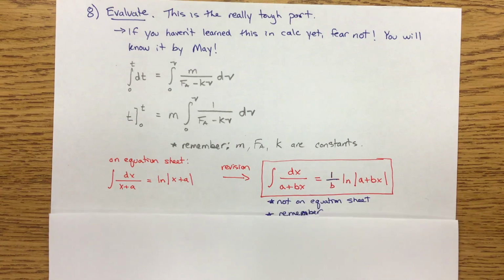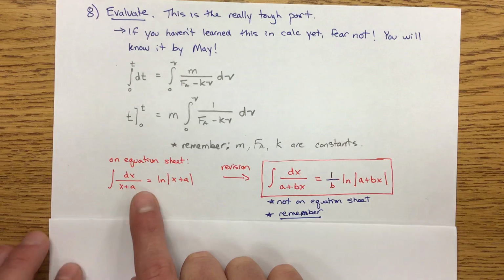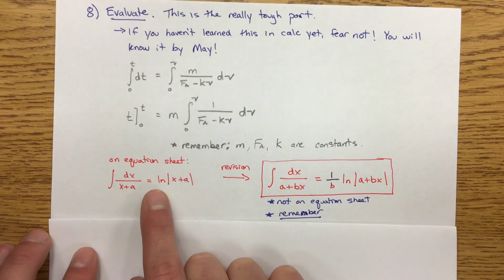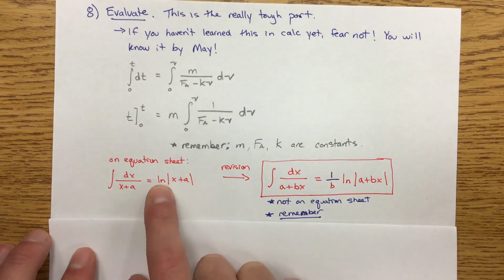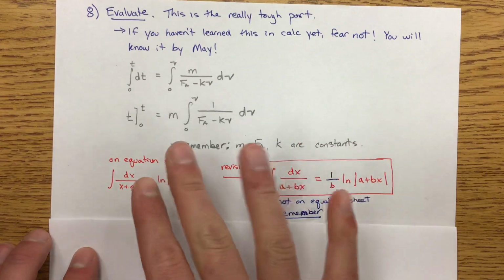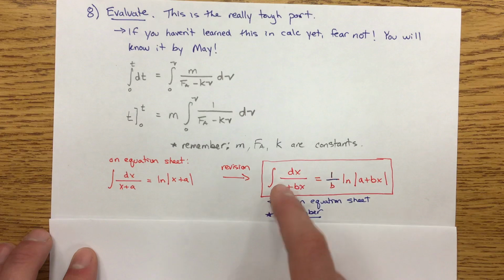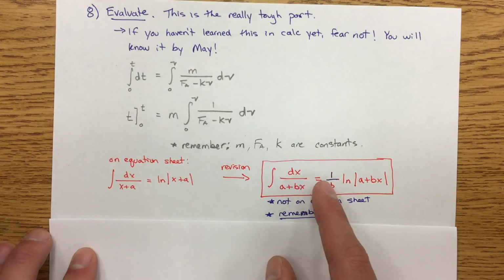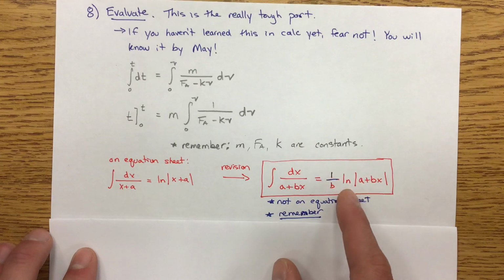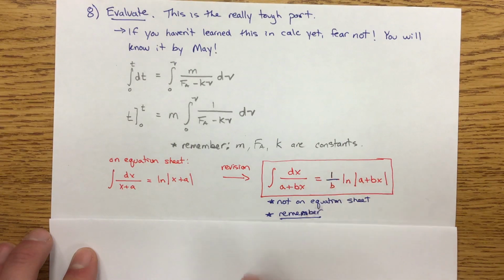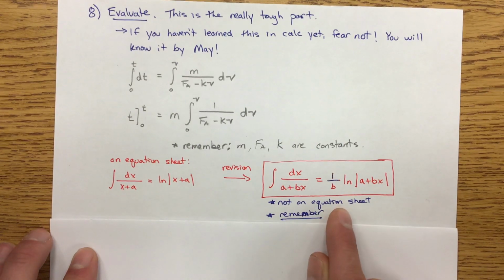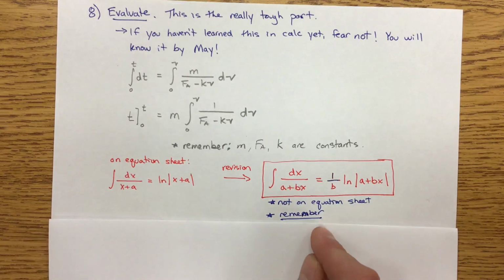Now, on your equation sheet is this statement right here. The integral of dx over x plus a is equal to the natural log of x plus a. That's fine, but it's really specific. A more general expression for this is the integral of dx over a plus bx. This is equal to 1 over b times the natural log of a plus bx. This is not on your equation sheet. You should just remember this, okay?